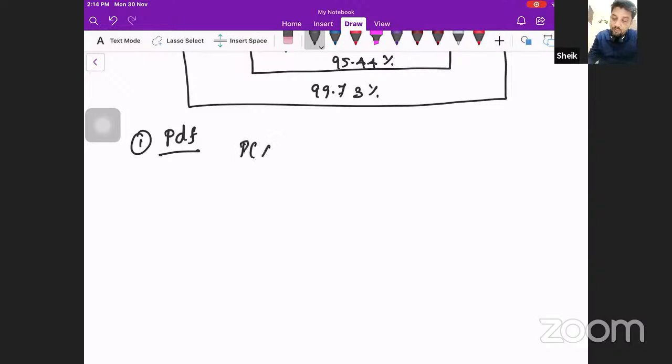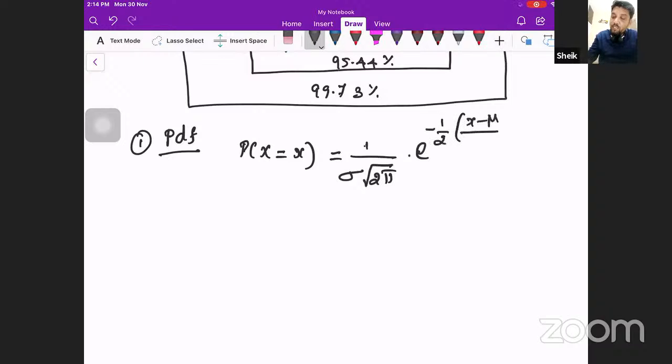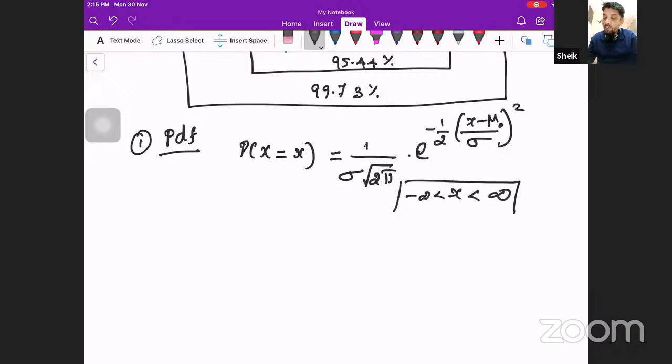P of x is equal to 1 by sigma root 2 pi into e power minus half into x minus mu by sigma the whole square. And what is x? X is always between minus infinity to plus infinity.